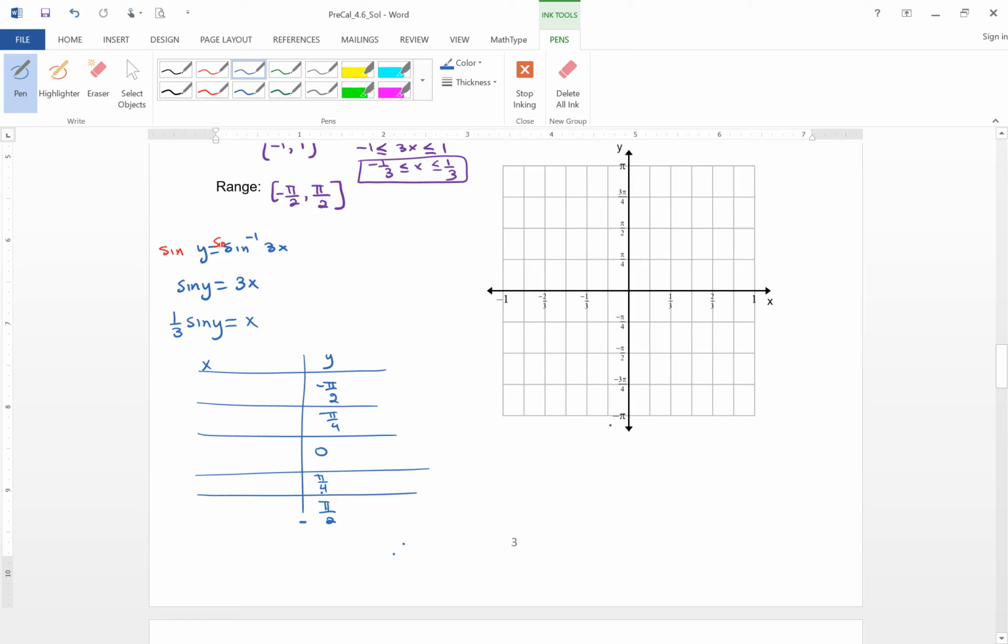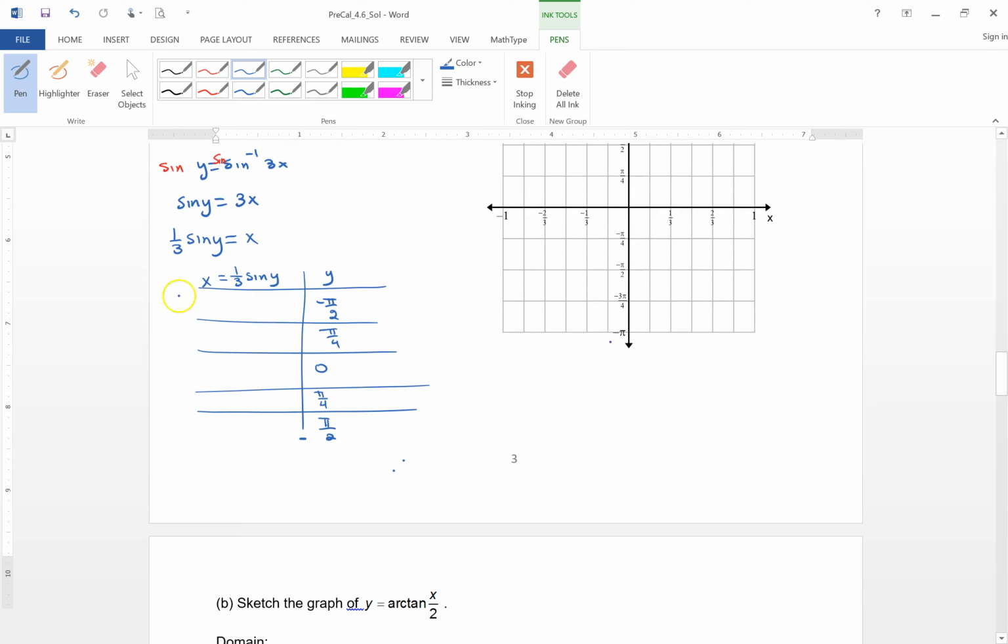Okay? Now, we just solved and we got that x is equal to 1 over 3 sine y. So is there a way we can plug these in here? I sure hope so. Let's see. So here, we get 1 over 3 sine of, what's y? Negative pi over 2. Okay? So how much is that? What's sine of negative pi over 2? Here, sine of negative pi over 2 is negative 1. So this is going to be negative 1 over 3.